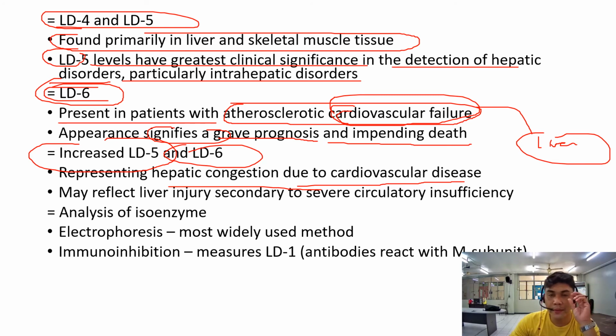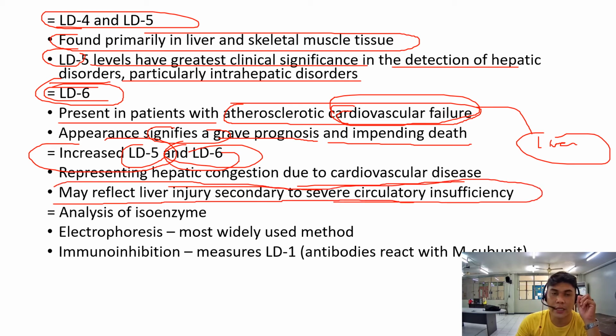So if there's a problem with the cardiovascular health, your liver is also affected. That's why there's an increase in LD5 and LD6. So it may reflect liver injury secondary to severe circulatory insufficiency. So meaning there is insufficient blood supply.